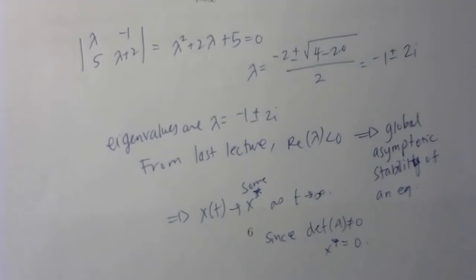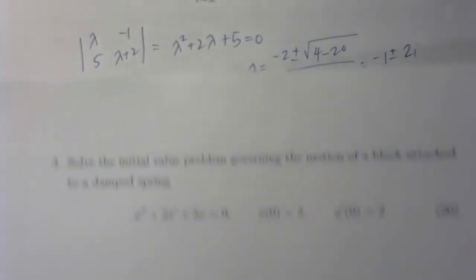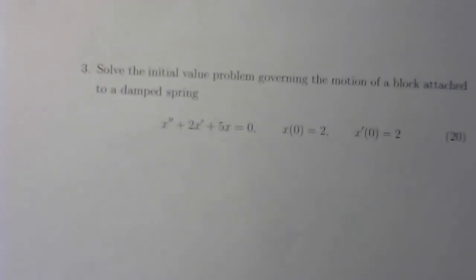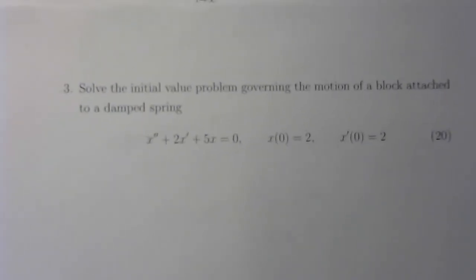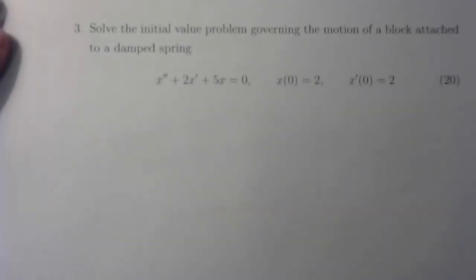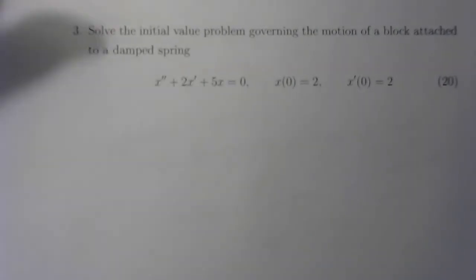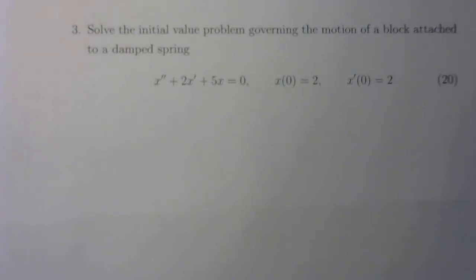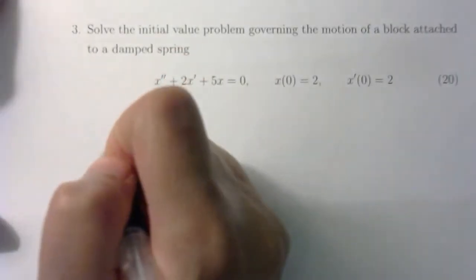Okay. So part 3 says, let's go ahead and solve the initial value problem that governs the equation of motion of this block. So this is what we looked at before, but now I just have initial conditions for both the position and the velocity. Okay, so let's get to this. I already found the eigenvalues, so let's find the eigenvectors. We know a solution should look like a linear combination.